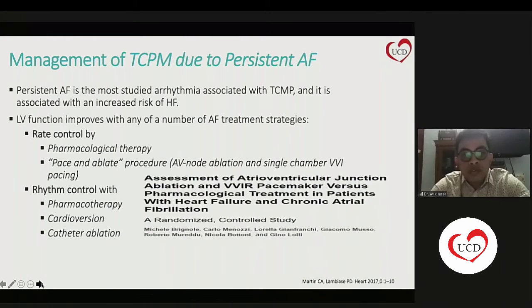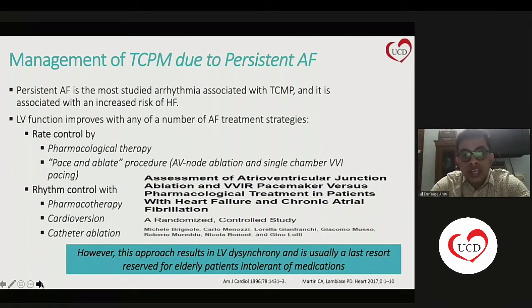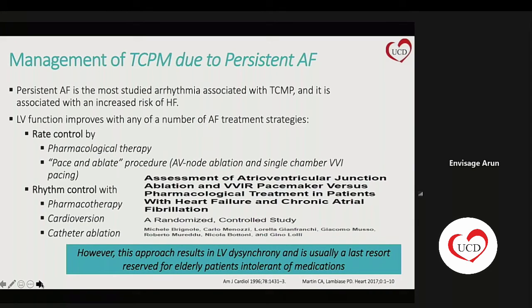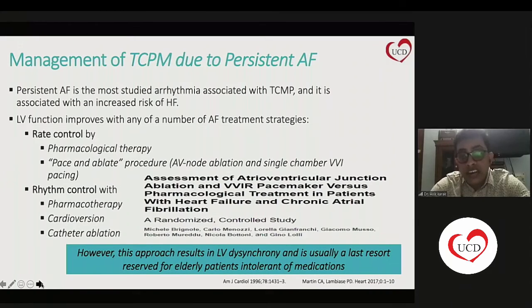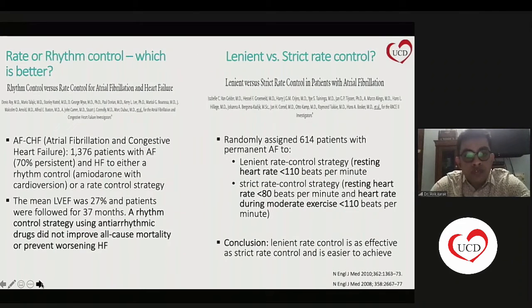Regarding the pace and ablate procedure, studies have shown that there is definite improvement in patients where the atrial fibrillation is uncontrolled, even with maximal tolerated medical management. However, this approach, resulting in LV dyssynchrony, should be used as a last resort and is usually reserved for elderly patients intolerant to medications. Rate or rhythm control? We all know rate control strategy is enough. Rhythm control strategy using antiarrhythmic drugs has not been shown to improve all-cause mortality or prevent worsening heart failure.